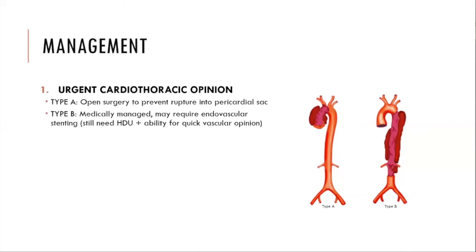So type A essentially is the dissection that involves the ascending aorta and the arch, whilst type B is distal to the origin of the left subclavian artery, so the descending aorta. Type A, generally open surgery, because you need to prevent rupture into the pericardial sac and tamponade. Type B, largely it's medically managed. There's some exceptions. I've put it in my notes in my presentation, which you'll get afterwards. But yeah, we won't go into that now.